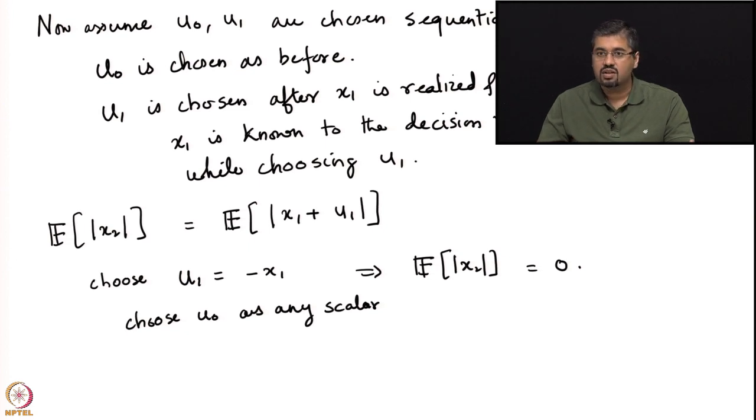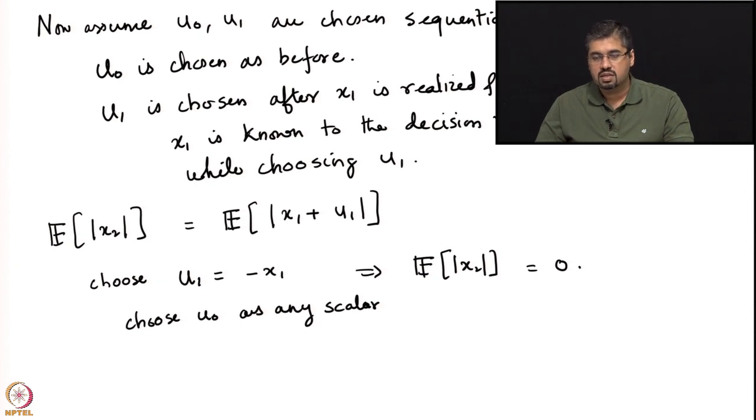Notice here that u0 did not matter at all in the optimal solution. You could have taken u0 to be 5, 10, whatever value you want. The reason it did not matter is because you had all the information that you needed to get the objective value to its minimum possible value when you were choosing u1. So with the knowledge of x1, it was possible to bring down the objective value eventually to 0.